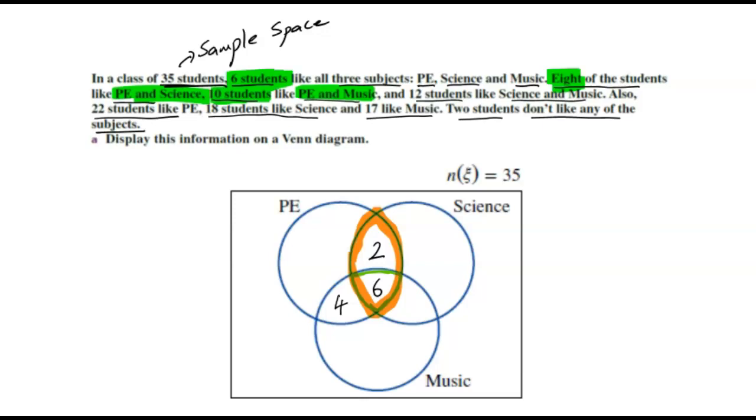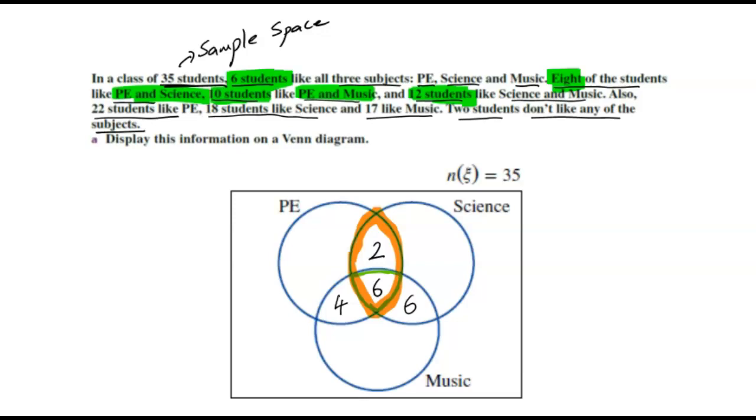Now let's move on to the next part of this question. 12 students like science and music. I already have 6 in that common bubble, giving us a remainder of 6 students. Alright, now let's move on to the next part of the question.